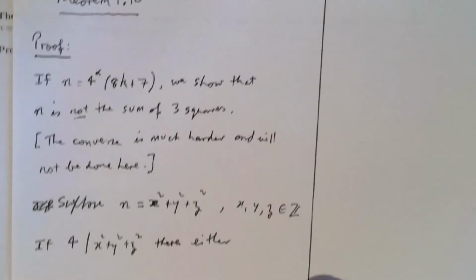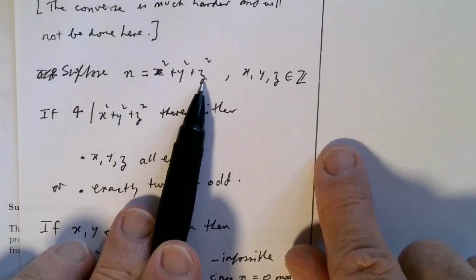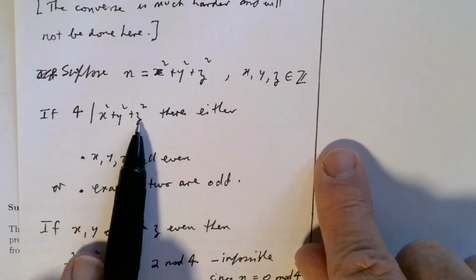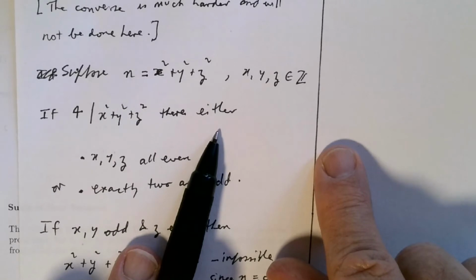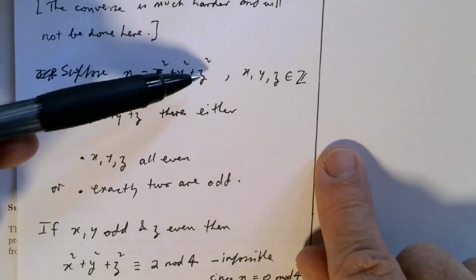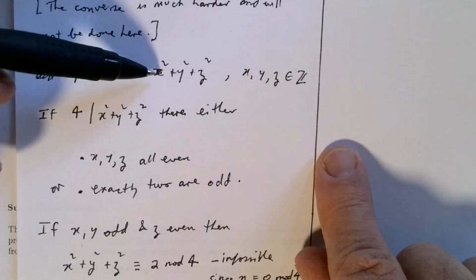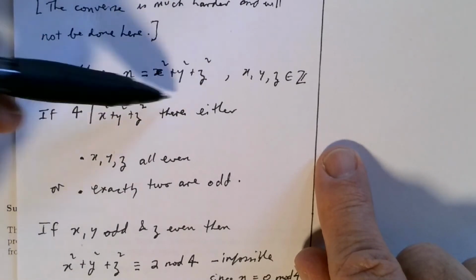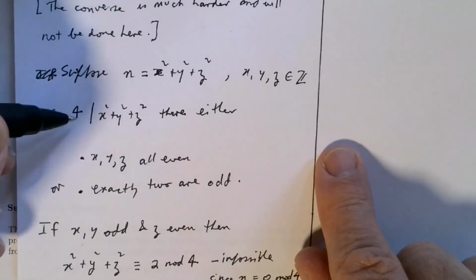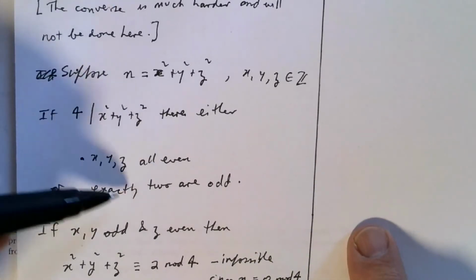So again, to get a contradiction, we suppose it is. And so firstly, we observe that if 4 is a factor of this, then either all these numbers have to be even, or exactly 2 of them are odd. You can't have one of these odd and then 2 even, because that would give you an odd number here and it won't be divisible by 4. So there are only 2 possibilities. If 4 is a factor of this, there are only 2 possibilities. Then all of these are even, or exactly 2 of them are odd.